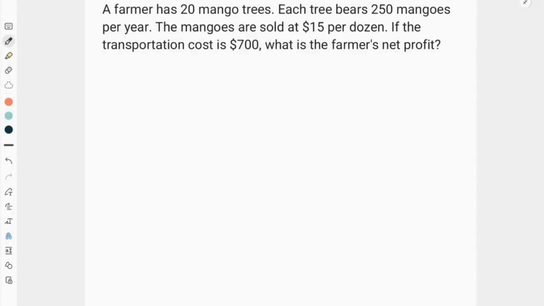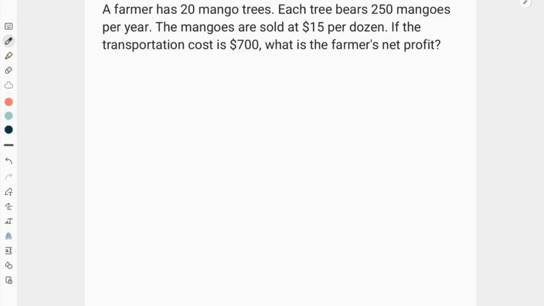So here is another word problem. A farmer has 20 mango trees. Each tree bears 250 mangoes per year. The mangoes are sold at $15 per dozen. If the transportation cost is $700, what is the farmer's net profit?